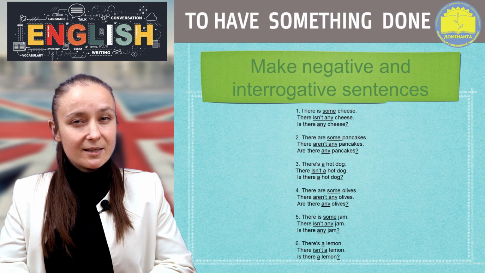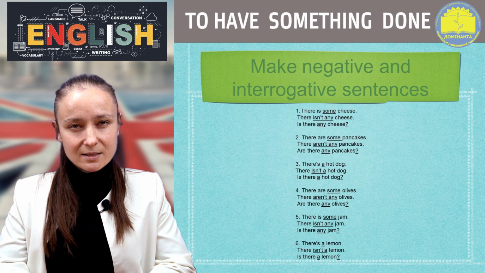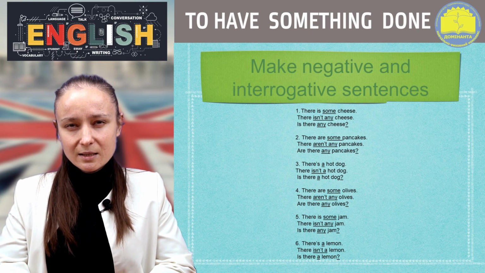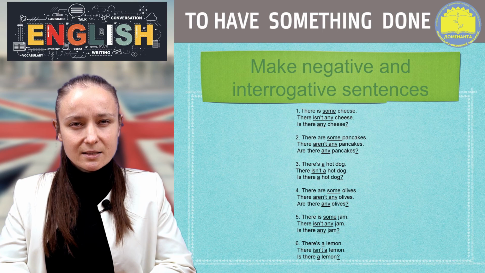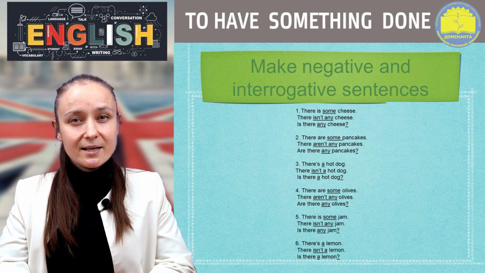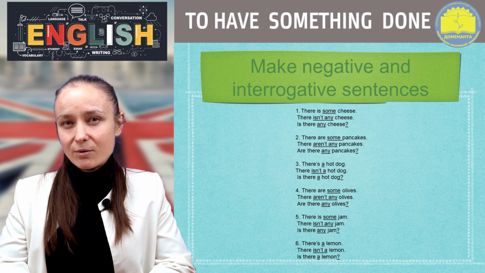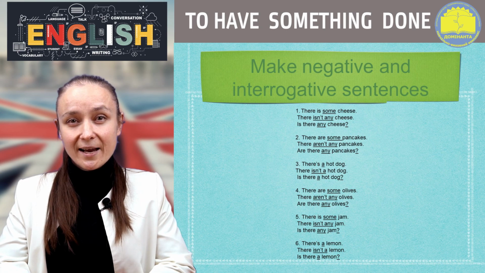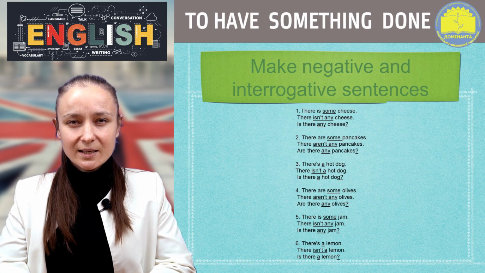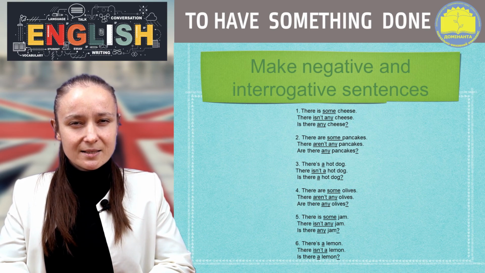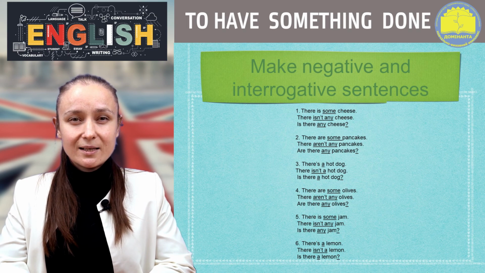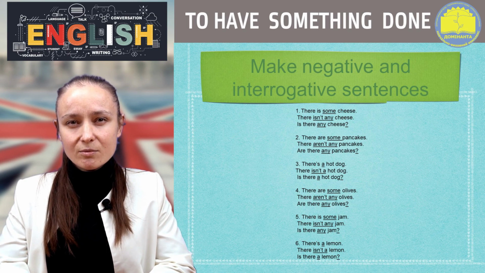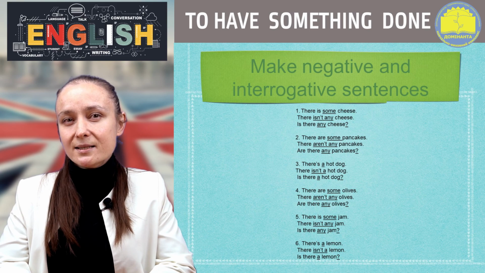Make negative and interrogative sentences. First, there is some cheese. A negative sentence: there isn't any cheese. Interrogative: is there any cheese? Number 2, there are some pancakes. Negative: there aren't any pancakes. And interrogative: are there any pancakes?